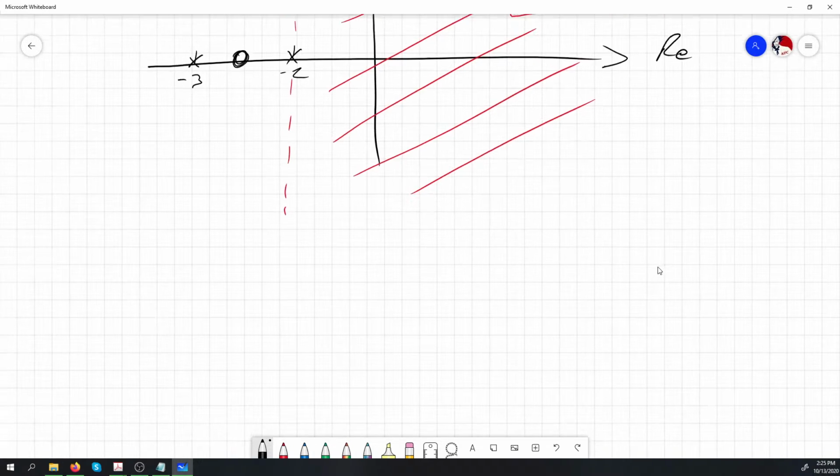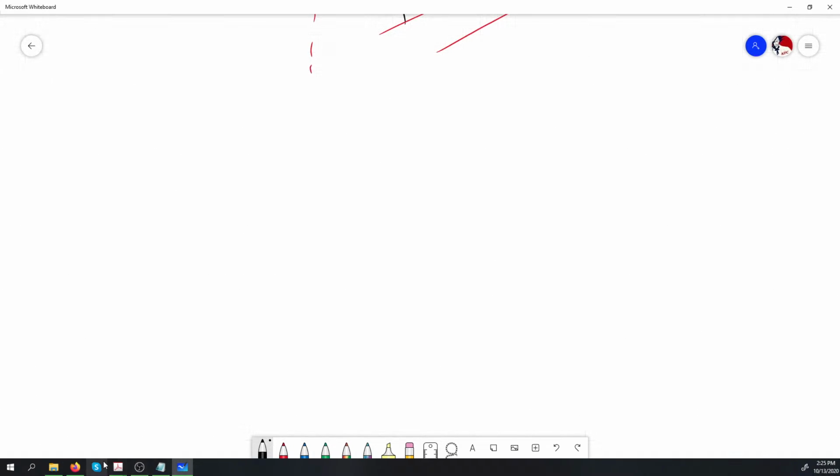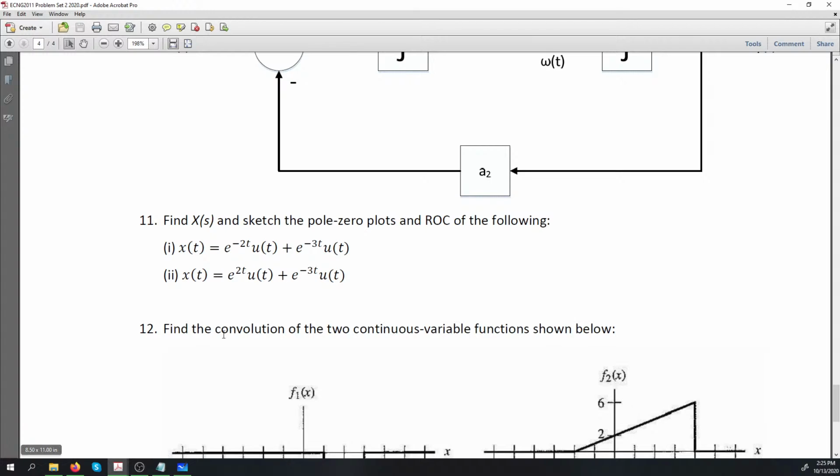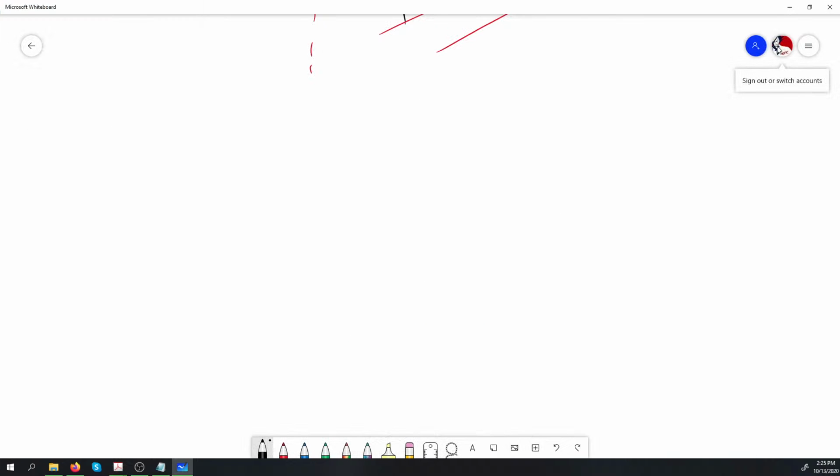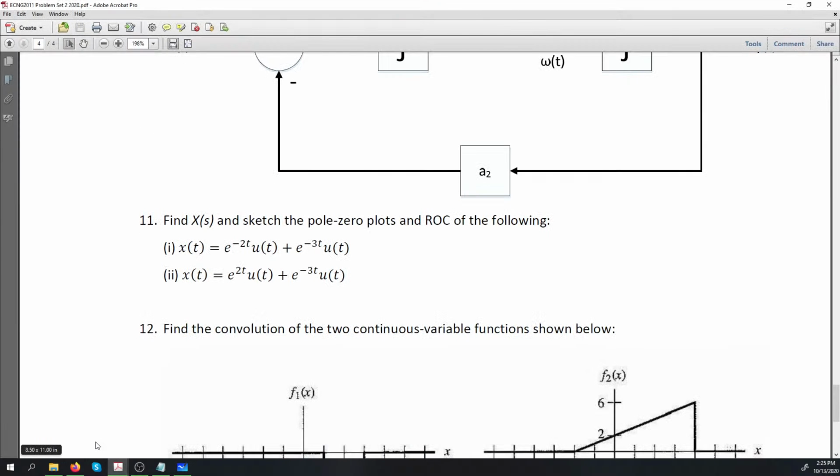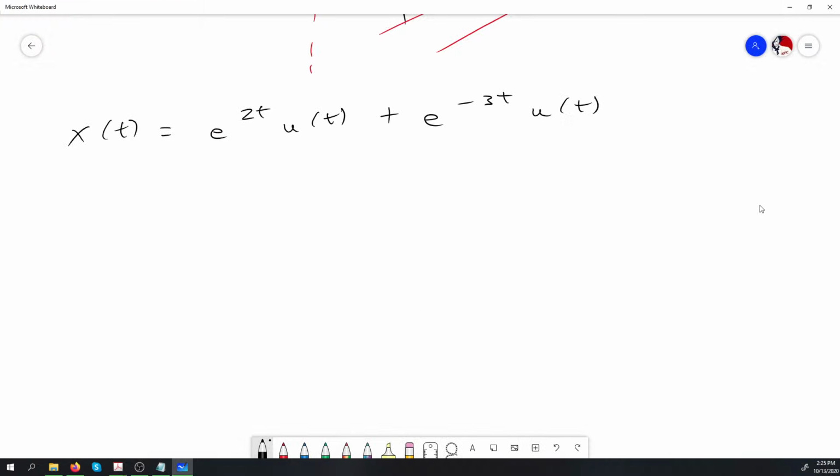So let's actually watch question 11 part 2 now, which was basically e to the 2t u of t plus e to the minus 3t. So the next question, which was part 2, was x of t is equal to e to the 2t u of t plus e to the minus 3t u of t. So that was correct. Right, yep, that was correct.